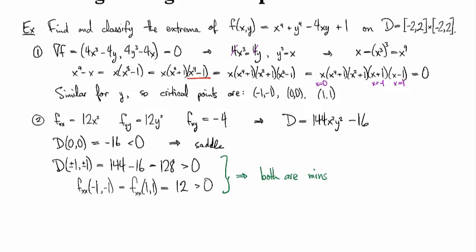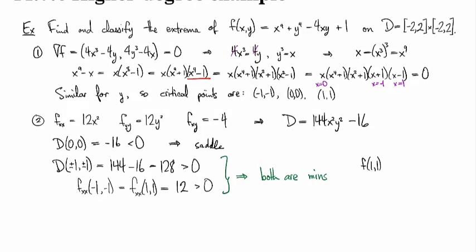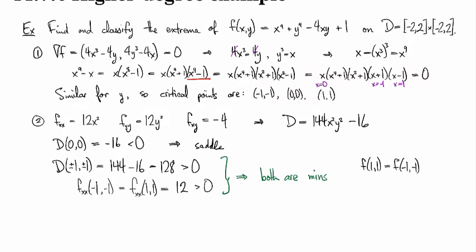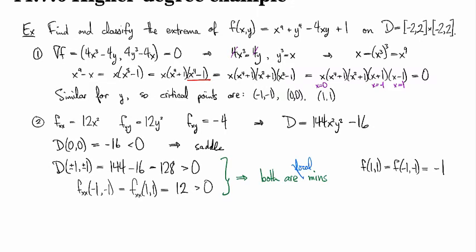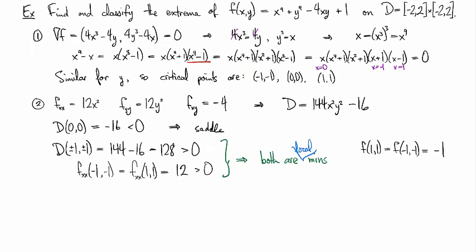And then the last thing to do is check to see what the actual value of the function is at this location and this location, and we get minus 1. Okay, so now at this point, and let me emphasize here, these are local minima. So now we have to check the boundary to see what's going on. So let's take a moment to pause and have a look at the function itself.